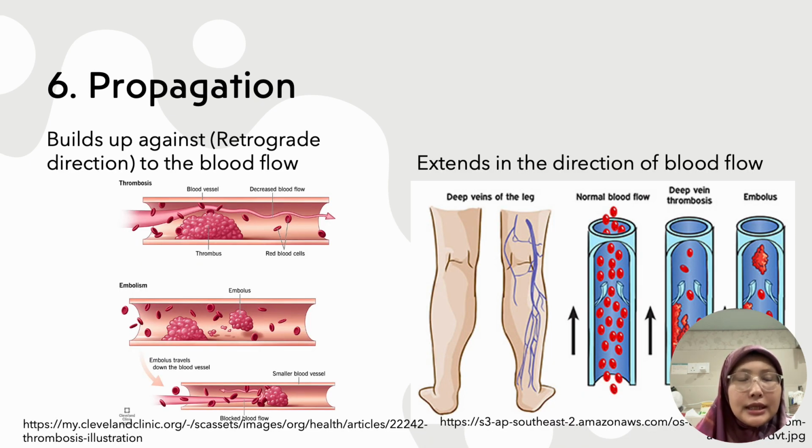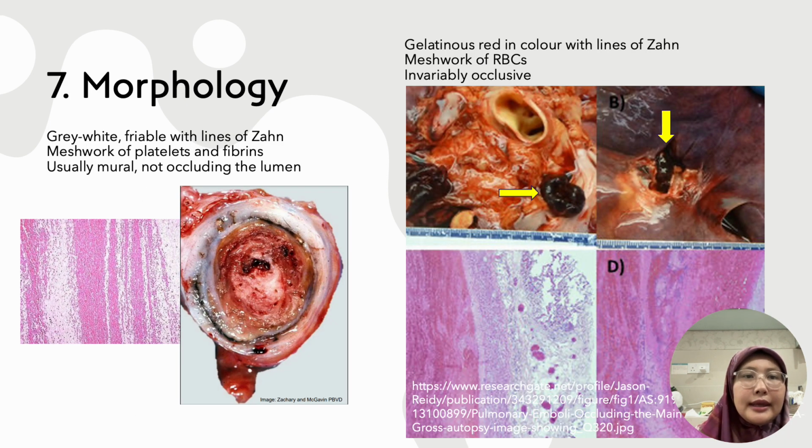The sixth parameter is propagation. In arterial thrombosis, the thrombus will build up against, in a retrograde direction to, the blood flow. While in venous thrombosis, it will extend in the direction of the blood flow, because in the veins there is usually a flow toward the venous circulation, so it will extend in the direction of the blood flow. And number seven is morphology.